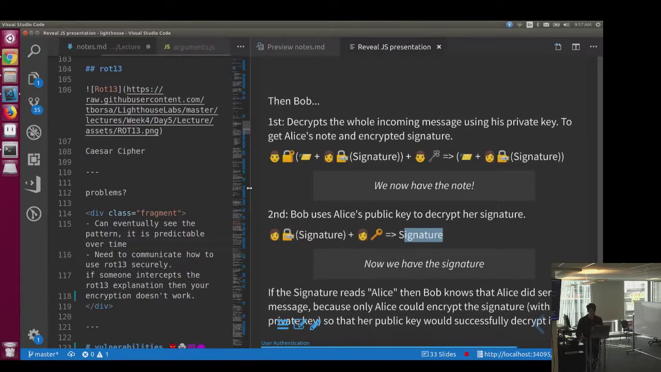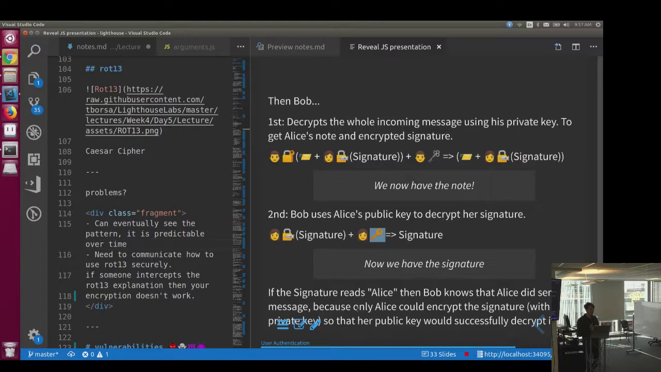So at this point, if the signature reads Alice, then Bob knows that Alice did send the message because only Alice could encrypt the signature with her private key so that the public key would successfully decrypt it. So if we're thinking of a case where I'm trying to impersonate Alice and I make a signature, I add a note, I can still use Bob's public key to encrypt the whole thing, and I send it to Bob. Bob gets it. He decrypts the whole thing with his private key. My note will make sense to him. I could be like, hey, it's me, Alice. But then when he goes to decrypt the signature with Alice's public key, it's just going to be gibberish.